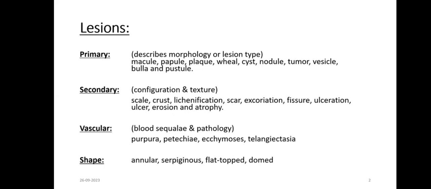If there is any vascular pathology associated with the dermatological condition, or the disease takes a sudden rapid change in its course and some other pathology is suspected, then purpura, petechiae, ecchymosis, and telangiectasia are the four terminologies. And as far as the shape is concerned, a dermatological lesion can be annular, circumscribed, serpiginous, flat topped, or domed.